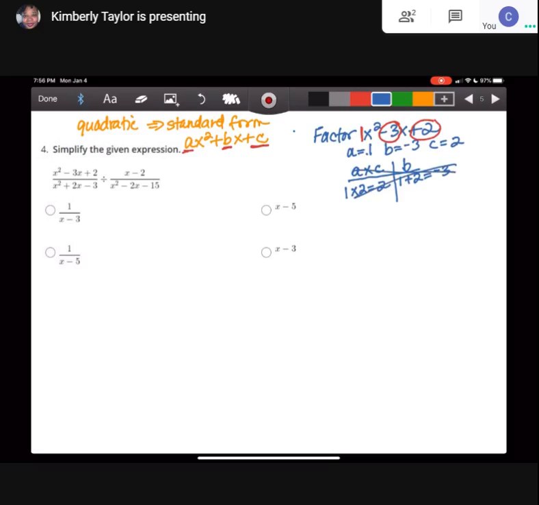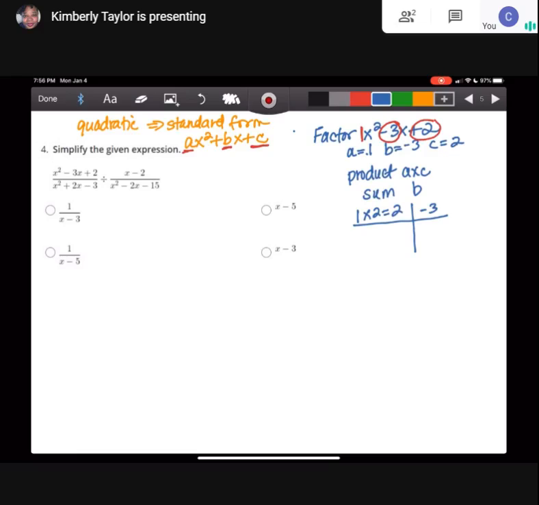Let's start that over. So hold on. I know I can do better than that. So in order to find this, you have to find the product of a times c, and then the sum needs to be the b value. Okay, so in this example, a times c is 1 times 2, which is 2. That's what your product needs to be, and your sum needs to be negative 3.